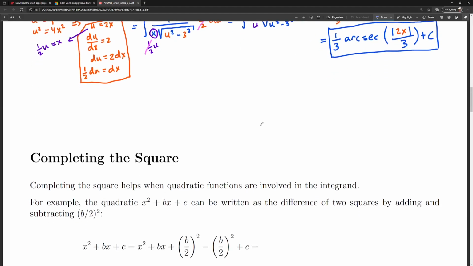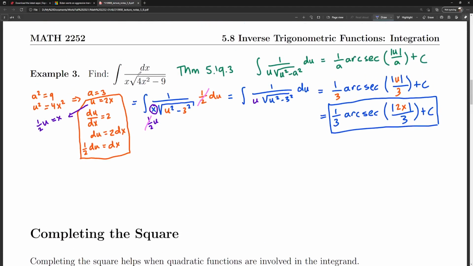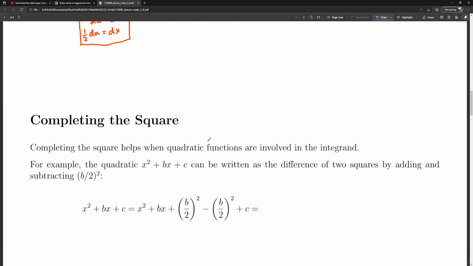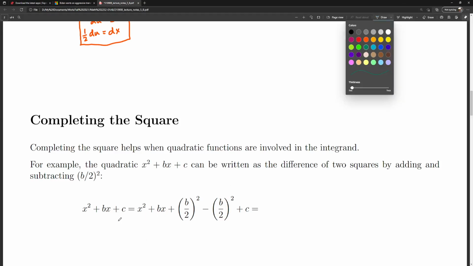Now, if our integral is not in the standard form, we may have to use completing the square. So this helps when quadratic functions are involved. And I'll give you a quick refresher on how to do that here.